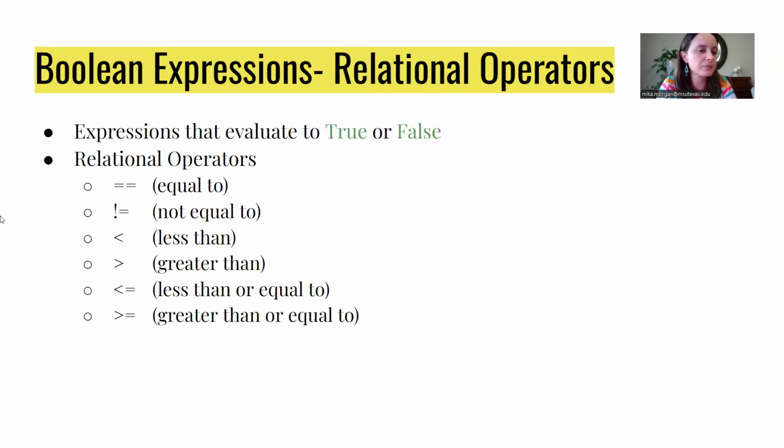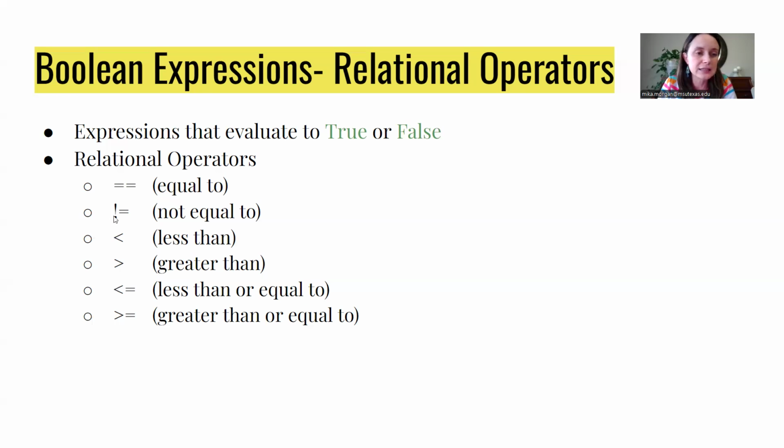So some examples. Maybe we look at relational operators. Based on the name, a relational operator is going to be comparing how two different values relate to each other. So, for example, test: is this value equal to this value? If it is true, return true. If it is false, return false. So that whole thing can evaluate down to a true or false value.